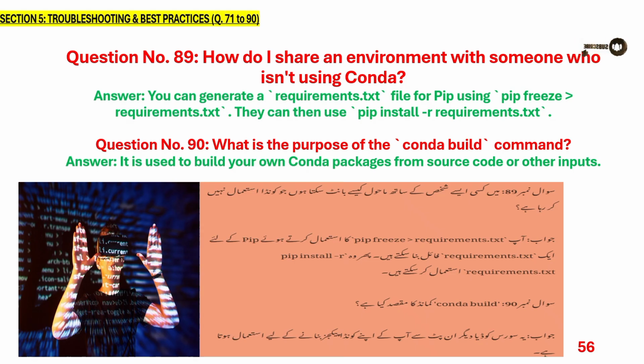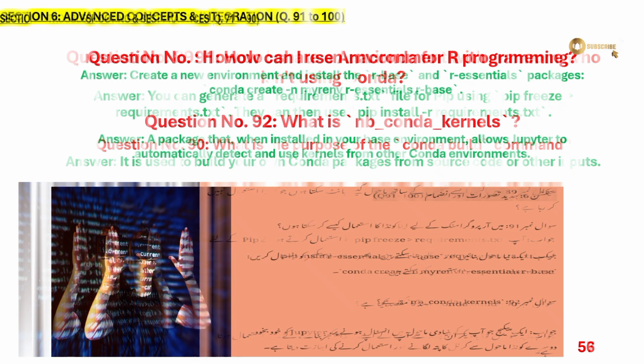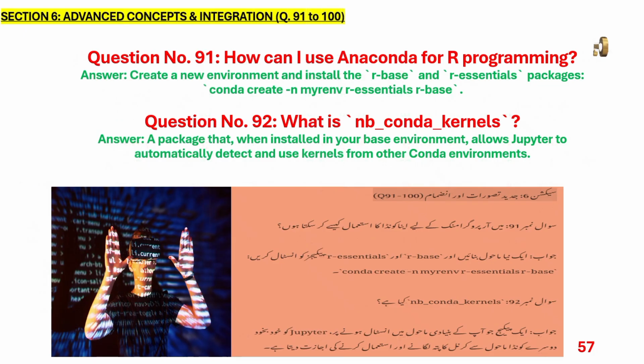Section 6. Advanced Concepts and Integration. Questions 91 to 100. Question number 91. How can I use Anaconda for R programming? Answer. Create a new environment and install the r-base and r-essentials packages: conda create -n myenv r-essentials r-base.